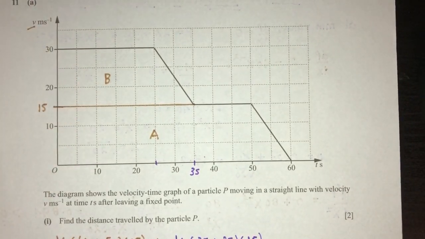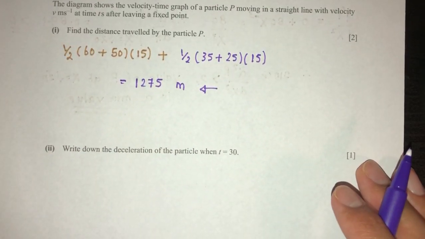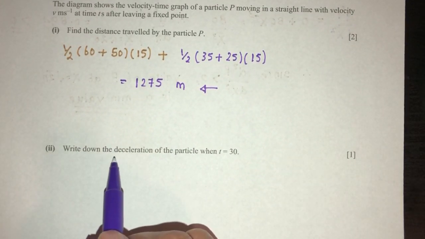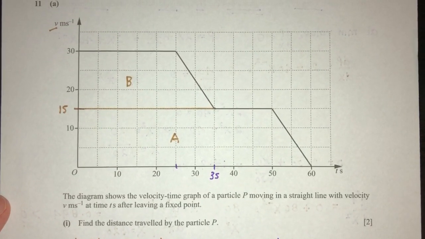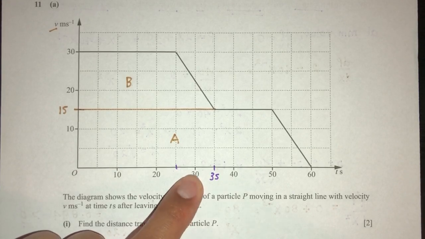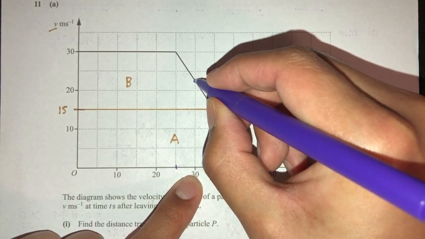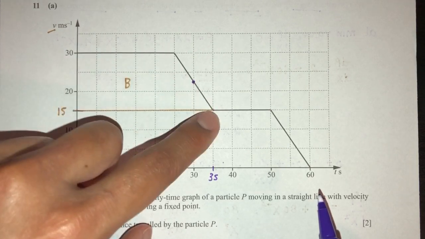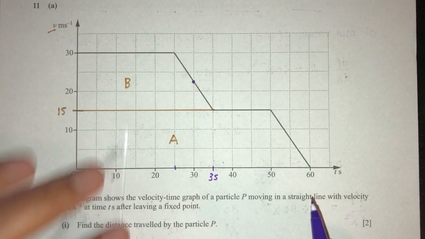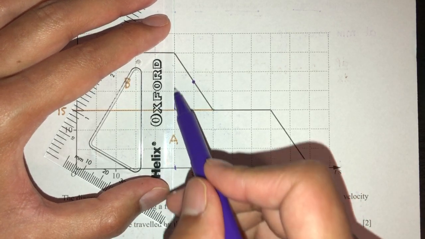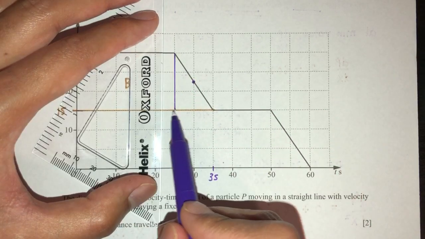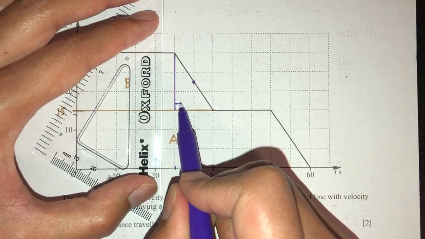Now part 2, write down the deceleration of the particle at time equal to 30. So let's find where that is. Based on your graph, 30 will be right here. We have to find the deceleration on this line. The way I like to do this is to make it become a right angle triangle. As you can see here, we have a right angle triangle.